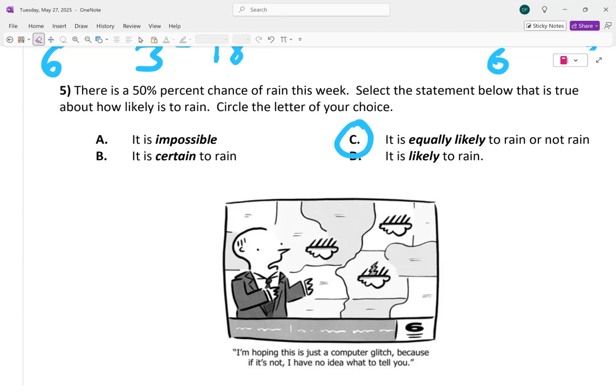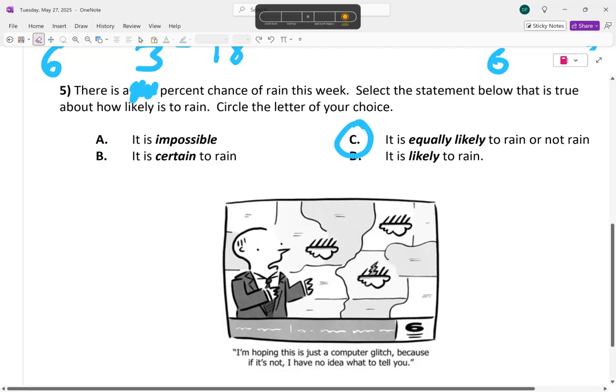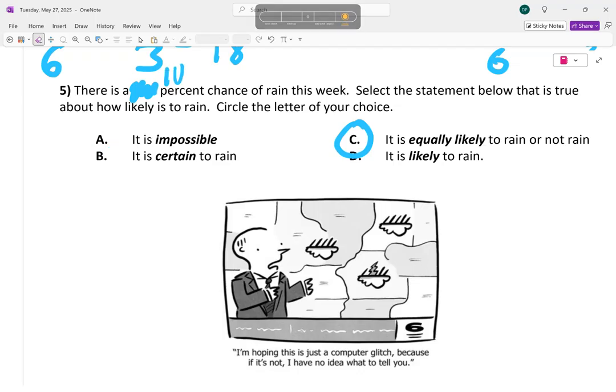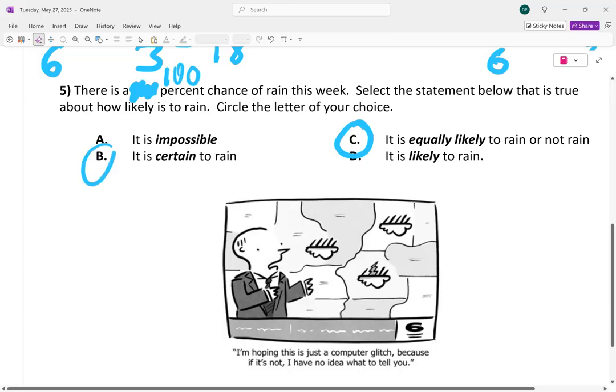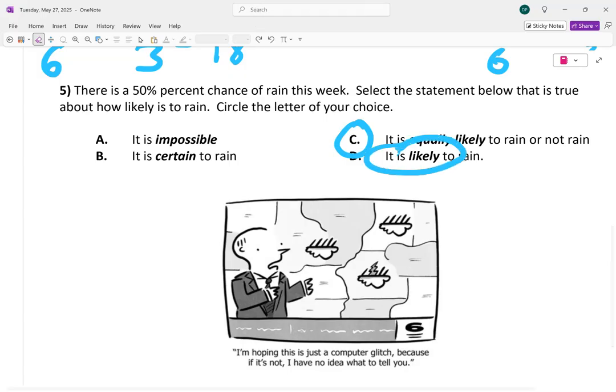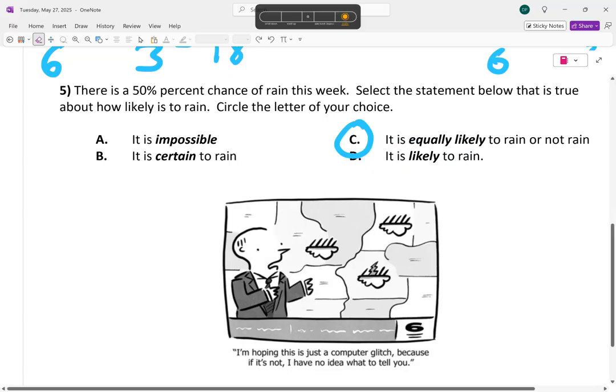Excellent. Now, Spider-Man, I'm going to ask you another question. What if it said 0%? Impossible. Then it would be impossible. And what if it was 100%? Certain. Then it would be certain. Pretty easy, right? But somebody said likely. That's kind of true, right? But the better answer for exactly 50% is equally likely.